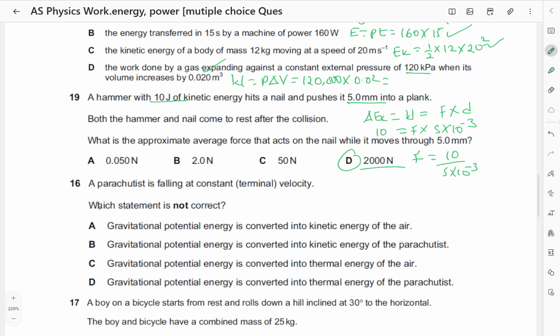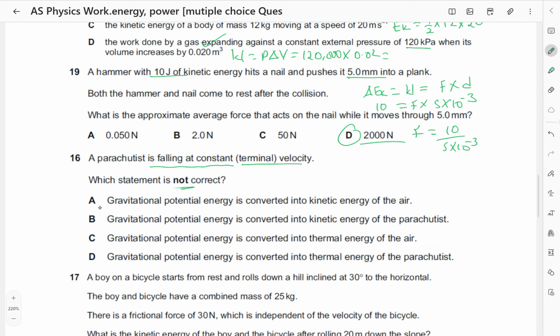The parachutist is falling at a constant velocity. At a constant velocity, that means there is no change in kinetic energy. Which statement is not correct? Not correct. Gravitational potential energy is converted into kinetic energy. There is no change in kinetic energy.